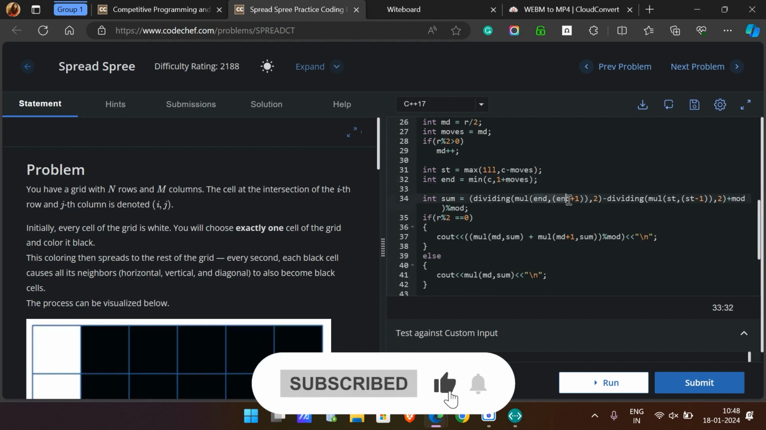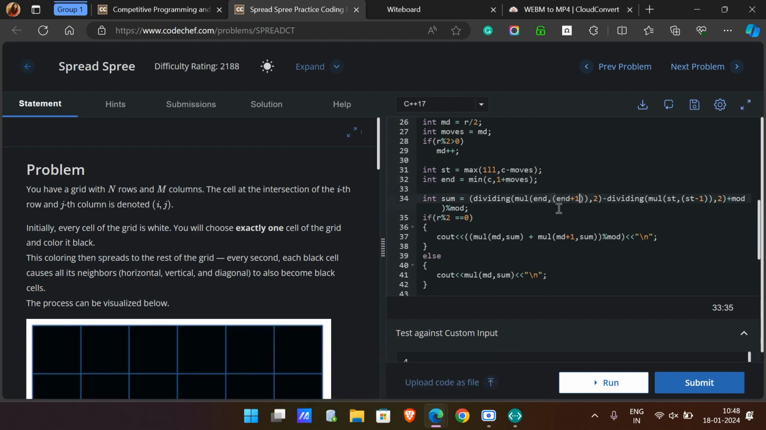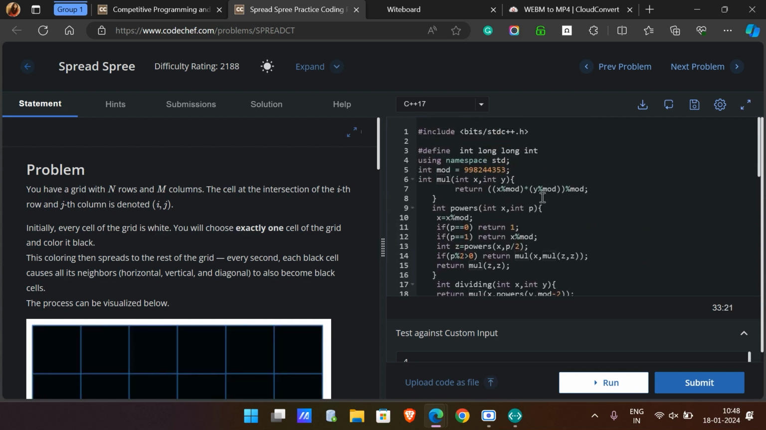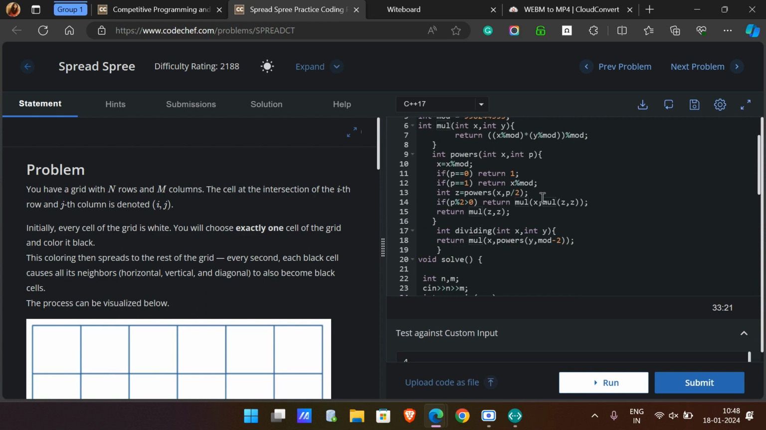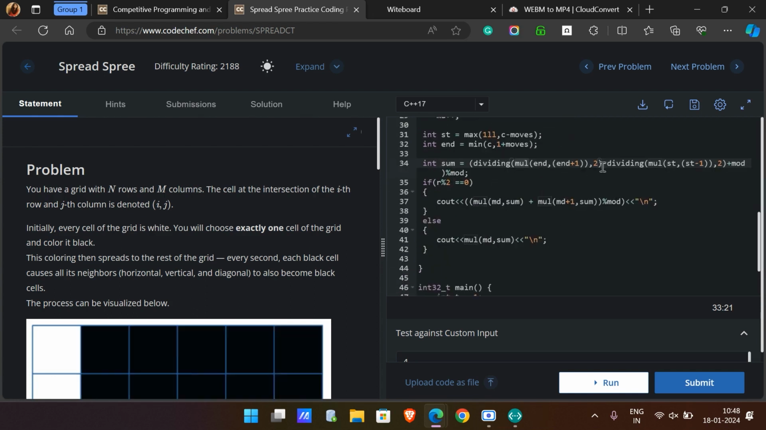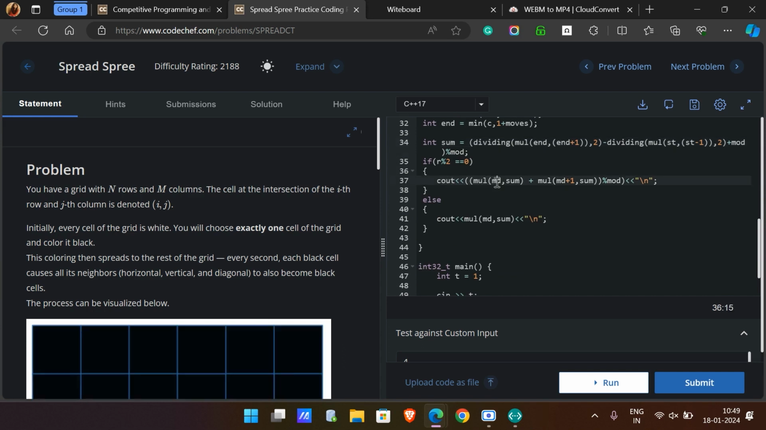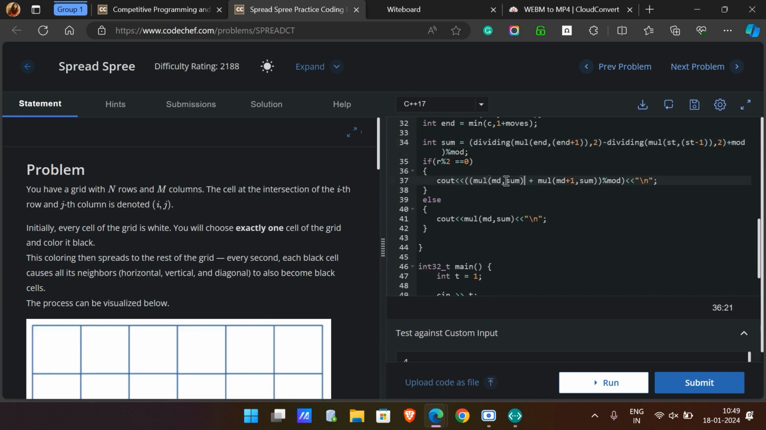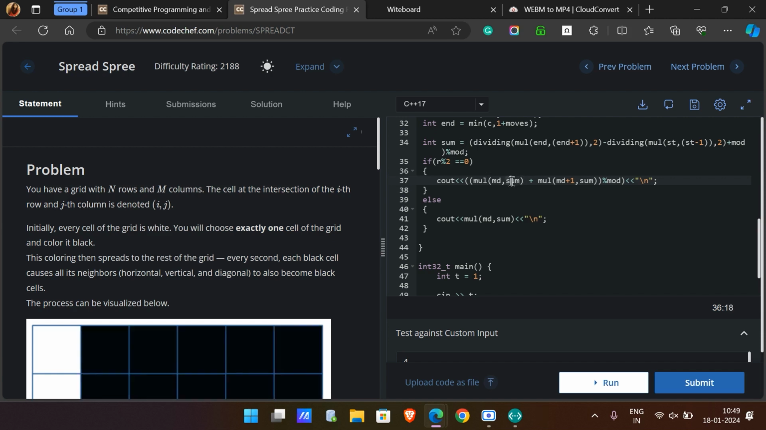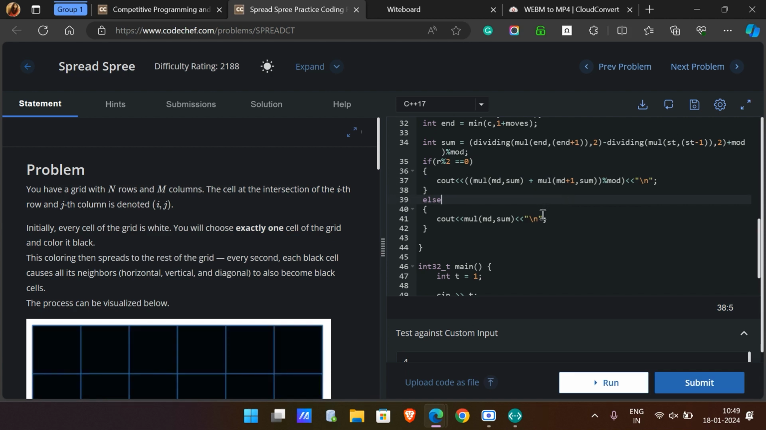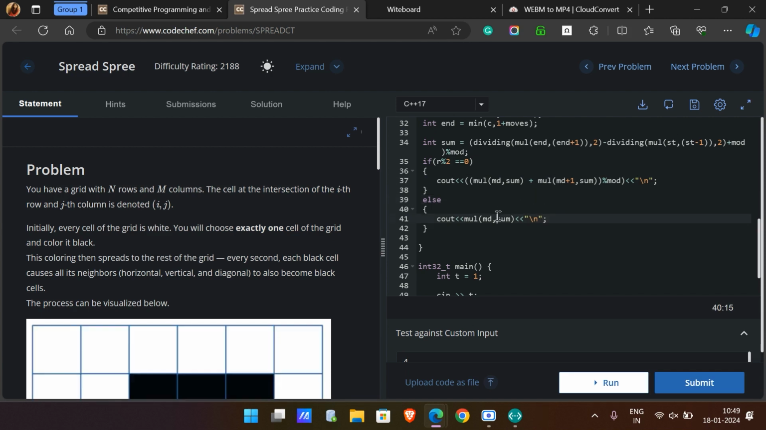Now n into n plus 1 by 2, that I'm doing, because of the modulo I'm using some multiply functions that I have written over here, that is just helping me in the modulo operation, and then dividing it by 2. If it is even, then I will be having 2 rows which will be contributing to my answer. So that's why I'm multiplying this sum with mid as well as mid plus 1. If it is odd, then I will be having only 1 row which will be contributing to my answer, that is mid into sum.